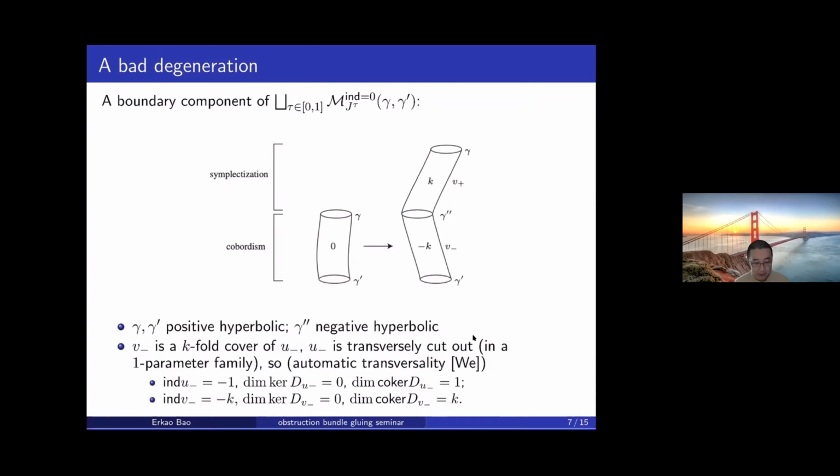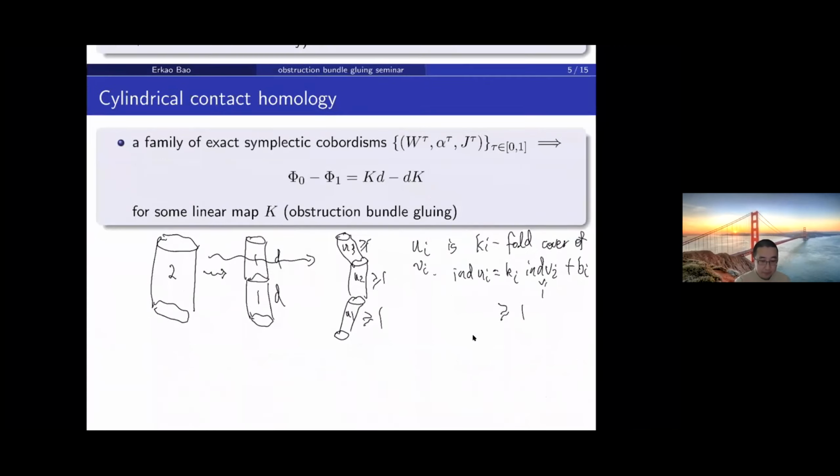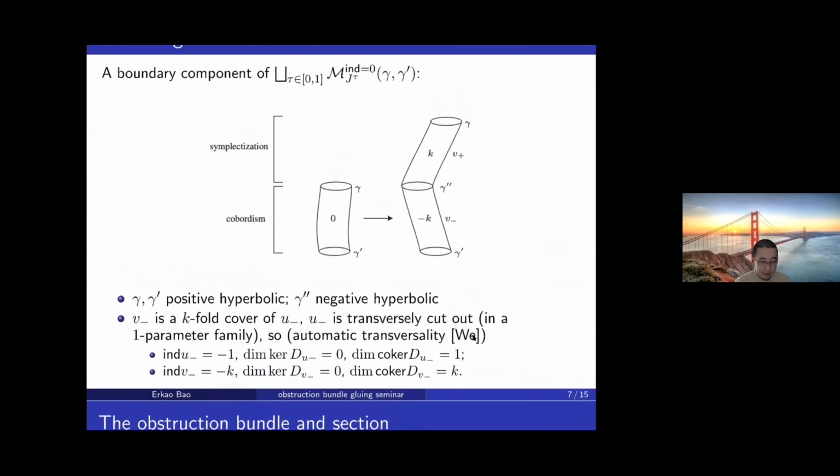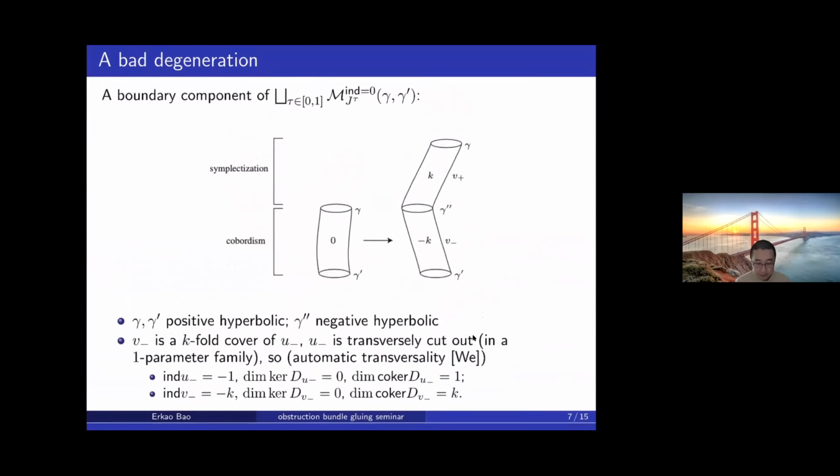Later on, I'll point out where the difference might be. So then this V minus is a k-fold cover of a simple curve U minus, and let's assume U minus is transversely cut out in the family.